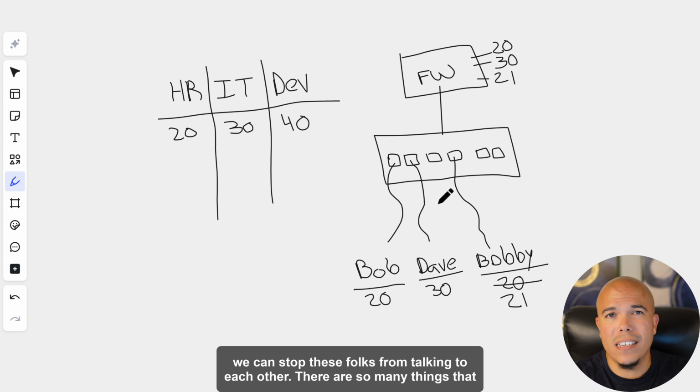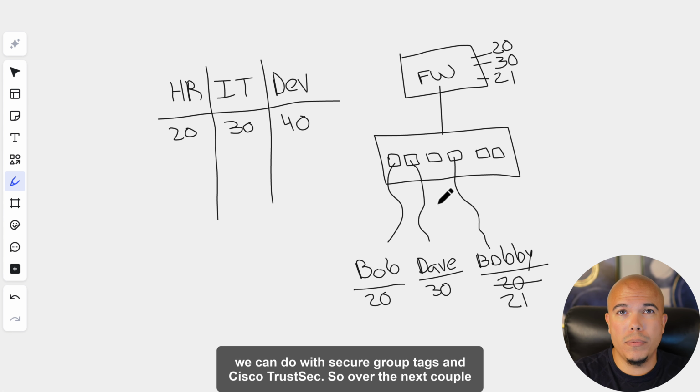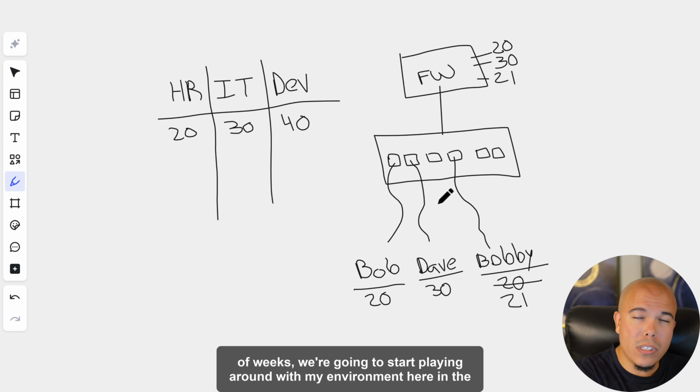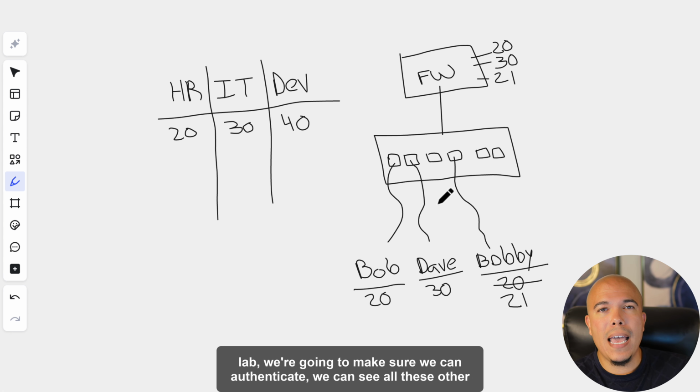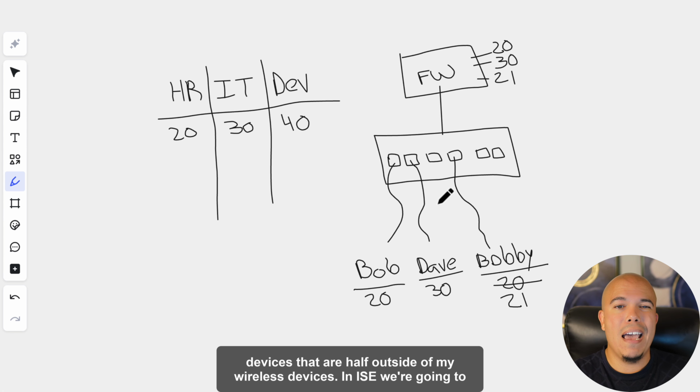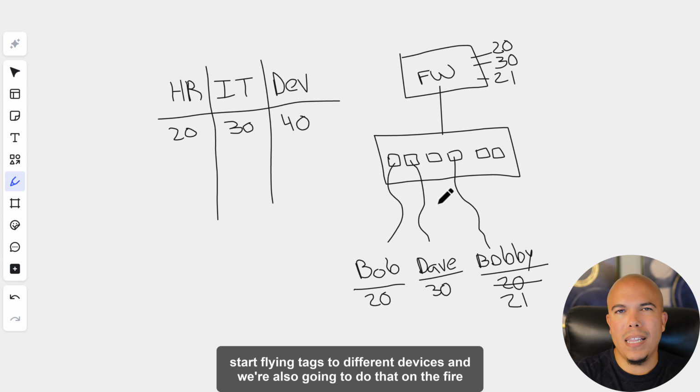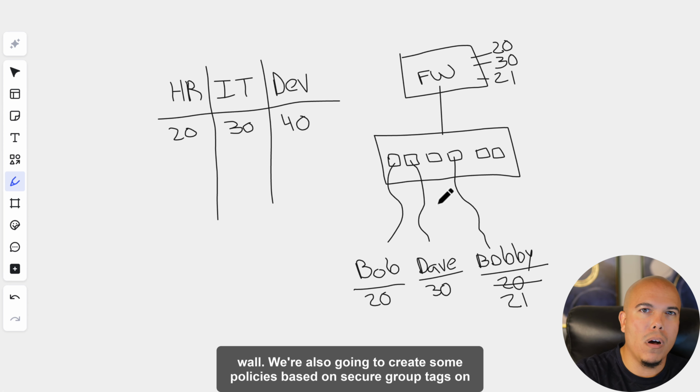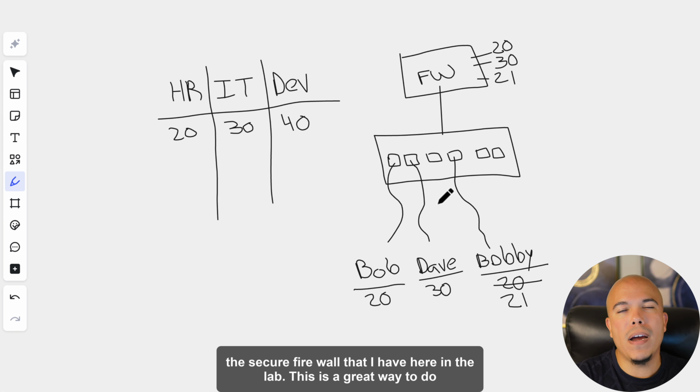There are so many things that we can do with secure group tags and Cisco TrustSec. So over the next couple of weeks, we're going to start playing around with my environment here in the lab. We're going to make sure we can authenticate. We can see all these other devices that I have outside of my wireless devices in ISE. We're going to start applying tags to different devices. And we're also going to do that on the firewall. We're also going to create some policies based on secure group tags on the secure firewall that I have here in the lab.